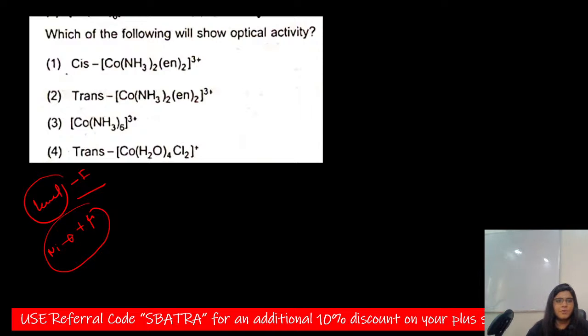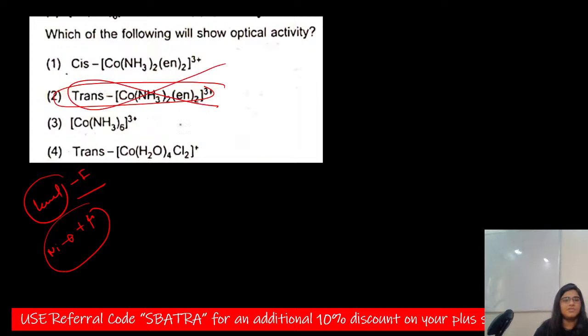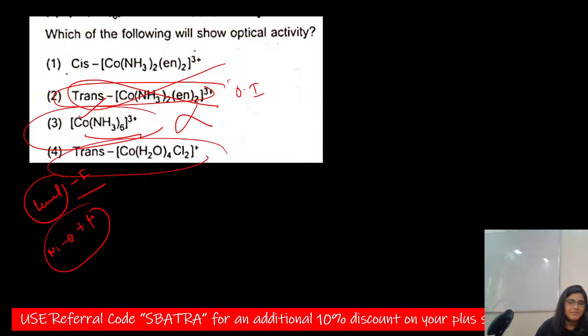Yeah, so let's solve this problem. Which of the following will show optical activity? See, whenever you see trans cases in optically active compound questions, you can directly cancel out this case, because trans will always have at least one plane of symmetry, which bisects the plane of the molecule and reflects the two trans ligands. So this one is optically inactive. This case is also optically inactive, because all ligands are the same and definitely you'll find at least one pair 180 degrees to each other. So this is also optically inactive. The correct answer is option A.